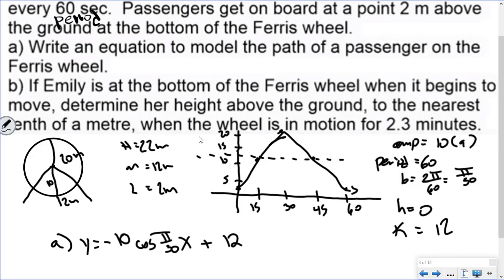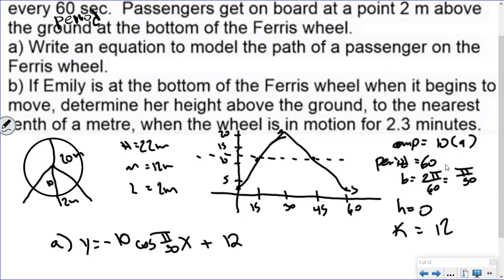All right, so then part B says if Emily is at the bottom of the Ferris wheel when it begins to move, determine her height above the ground to the nearest tenth of a meter when the wheel is in motion for 2.3 minutes. So again, for these questions, you really have to pay attention to the units, right? What I said when we started this section was that we're not going to be dealing with an x-axis that's described by radians or degrees. We're going to have an x-axis that potentially is described by time, and I guess it should have been more specific.